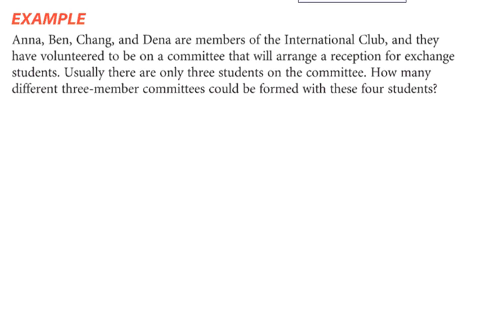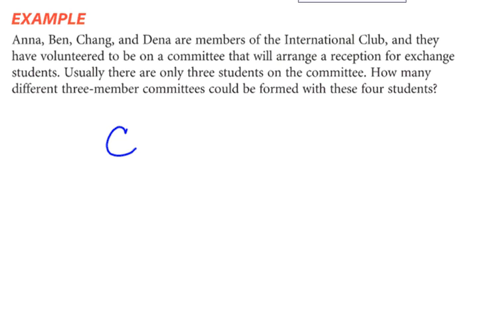Well, let's take a look. If Anna, Ben, and Cheng are chosen for the committee, is that the same as if Cheng, Ben, and Anna are chosen for the committee? The answer is definitely. They're exactly the same. No matter what order you choose the 3 members for the committee, they simply end up on the committee. So the order of arrangement does not matter, and therefore this is a combination problem.